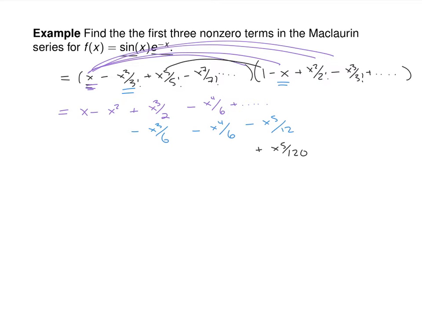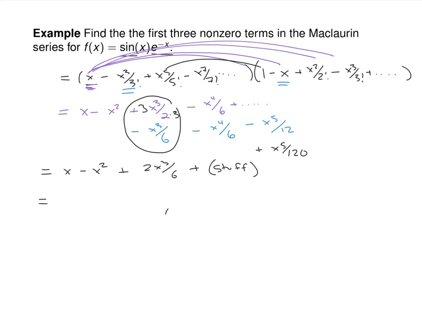So your first 3 non-zero terms will be x minus x squared. And then you've got to combine these two like terms. Getting a common denominator, that's 3x cubed over 6 minus x cubed over 6, which will be 2x cubed over 6 positive, and then plus some higher order stuff.